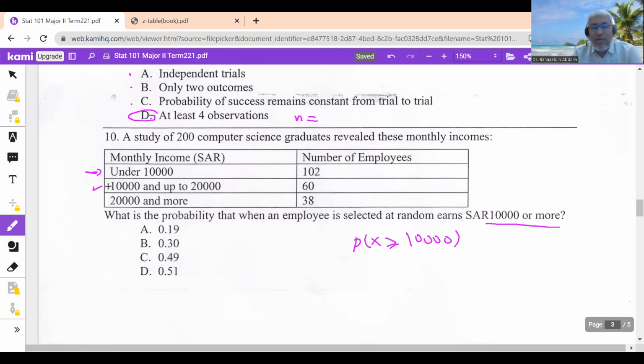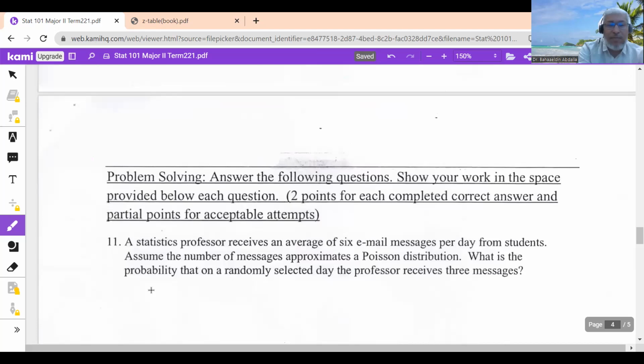This is between 10,000 and up to 20,000. So that's okay. 20,000 and more, that's also okay. So this will give you the probability. But remember, the probability cannot be 60 plus 38. These are the numbers. So we need to change it to probability. So we add 60 plus 38, but we need to divide by the total number of the graduates, which is 200. And if you use your calculator and divide, you will find that the probability is 0.49. So that's the correct answer.